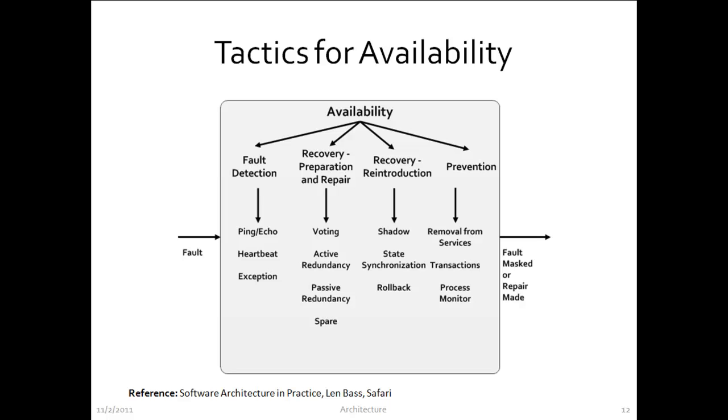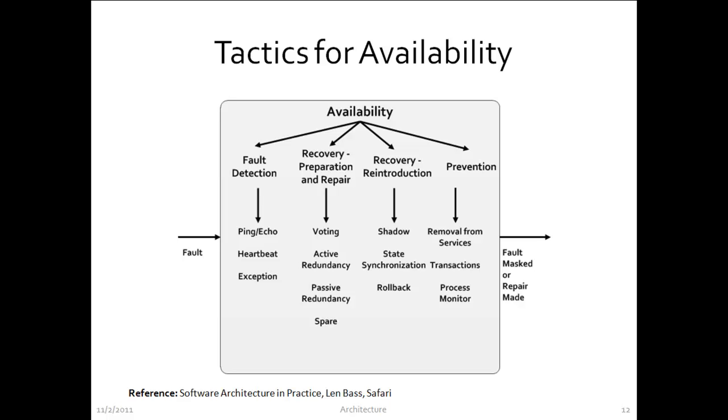So let's talk about tactics for implementing quality attributes. Let's begin with availability tactics and then go through the list of all the other kinds of non-functional requirements. So for availability, you can categorize tactics into 3 categories. One for detecting faults, the second for recovery, and the third for prevention.